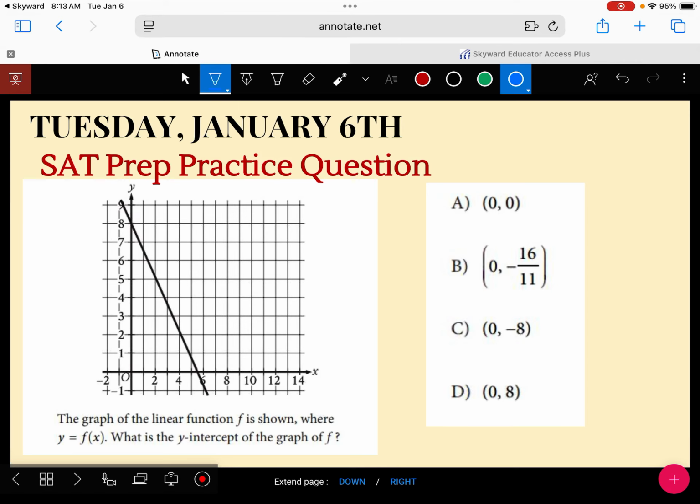Today's bell work is a review for the SAT. Sometimes our bell work will go along with the topic that I'm teaching, but sometimes it'll be just a review of something that you've learned in the past, okay?